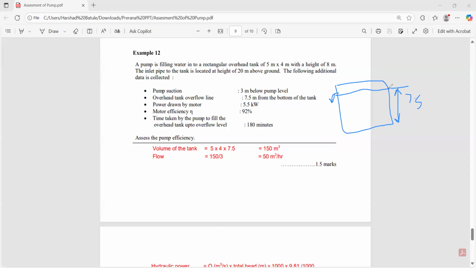To fill that total water tank, you will require 180 minutes. Means in 3 hours you can fill the entire tank. So to fill that 150 m cube tank, you will require 3 hours. So your flow rate would be 150 divided by 3. So your flow rate is 50 m cube per hour. Got it? So from that 50 m cube per hour, you can calculate the rest of the data.